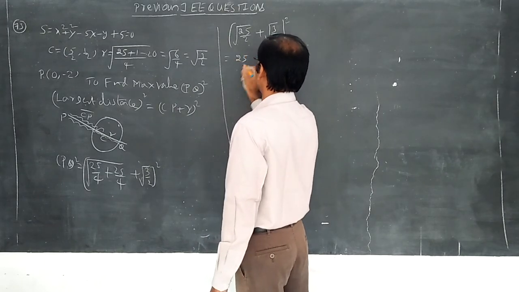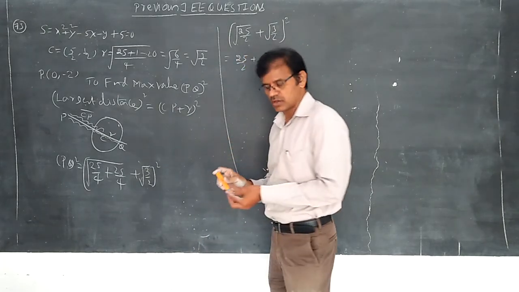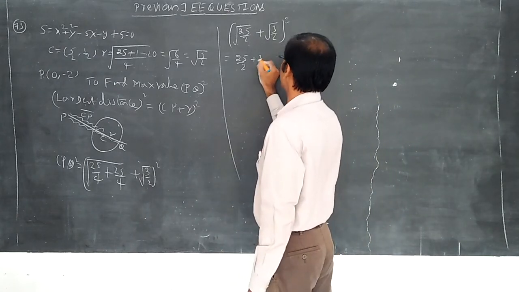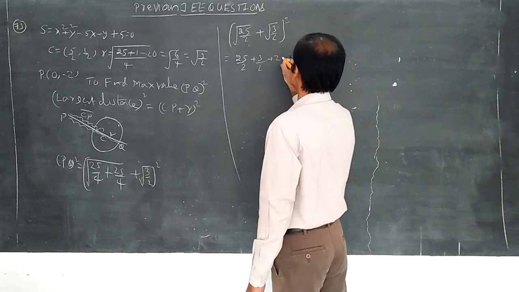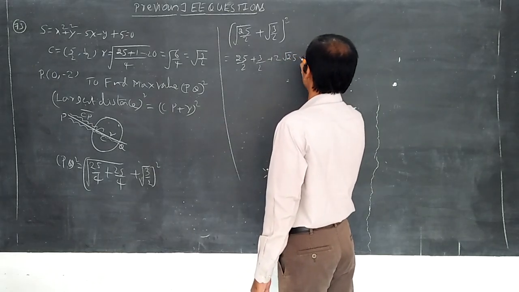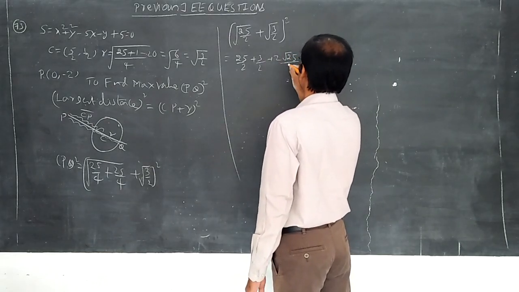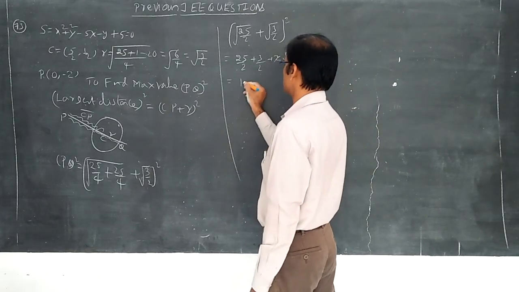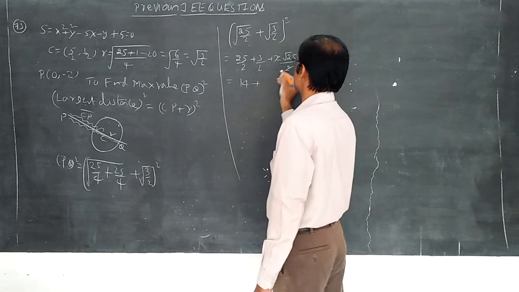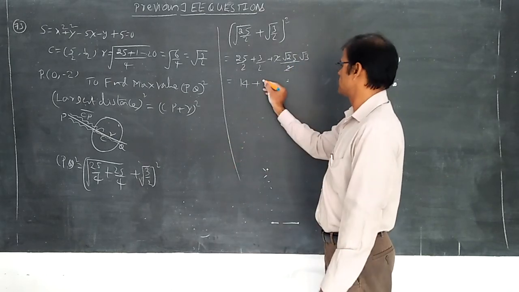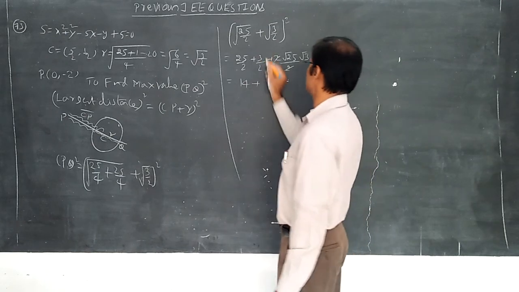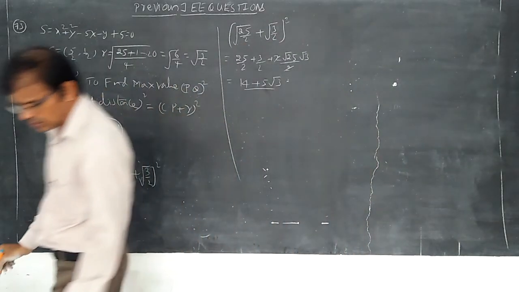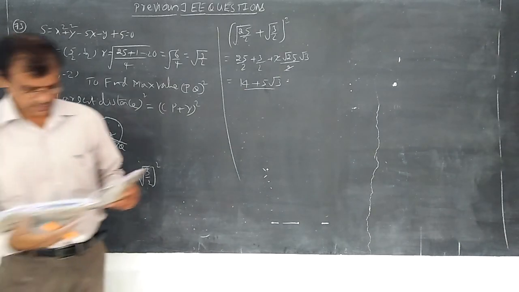According to the formula, if you write a plus b whole square, we get 25 by 2 plus 3 by 2 plus 2 into root of 25 into root of 3 whole by 2. The 2 gets cancelled. 25 plus 3 is 28, 28 by 2 is 14, 14 plus root 75. So we can write 5 root 3. This is the whole square of the largest distance.